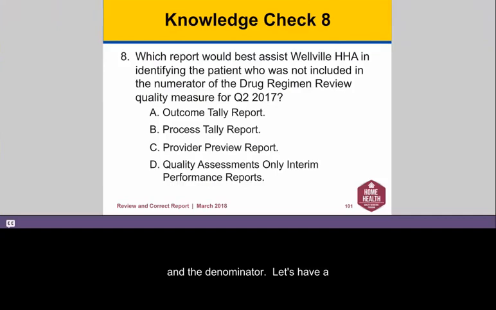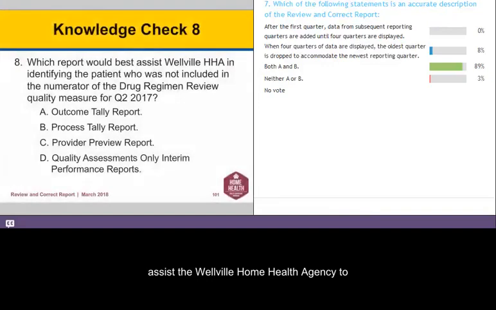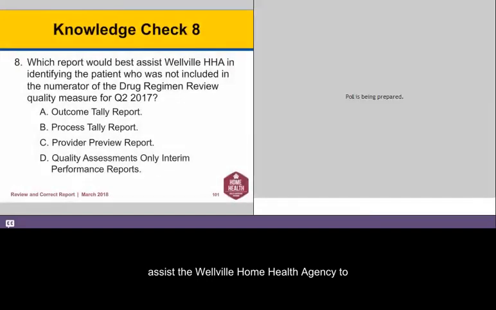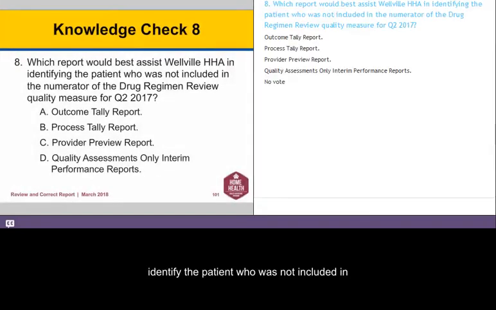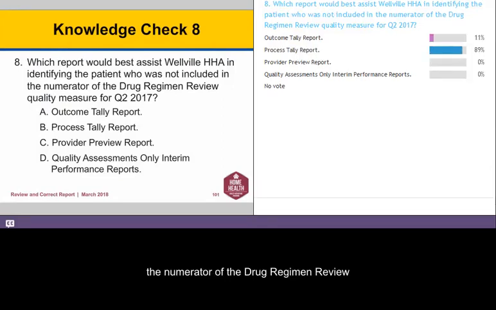Let's have a knowledge check. Which report would best assist the Wellville Home Health Agency to identify the patient who was not included in the numerator of the drug regimen review quality measure? Would that be the outcome tally report? Would it be the process tally report, the provider review report, or a quality assessments only interim performance report?